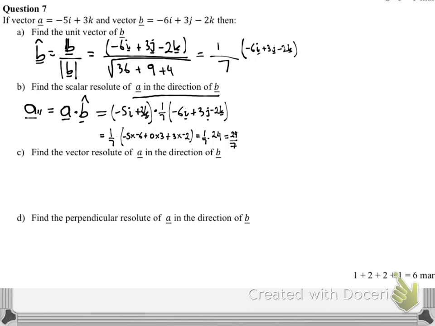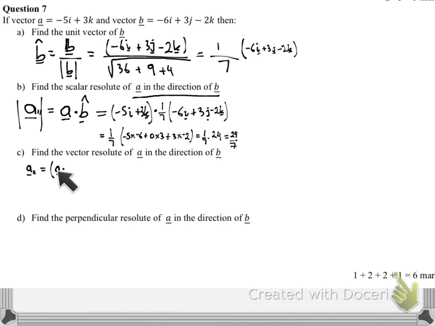What's important to realize here in this first vector, if you don't have any j component, so that you've got a minus 5i plus 3k, there's no j component, so you have to use a value of 0 for the j. Okay, so there's your 0 times 3. Make sure you do that.